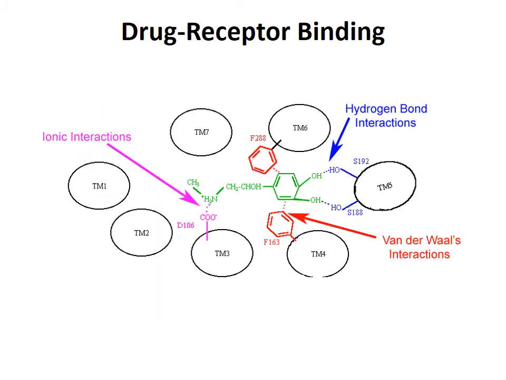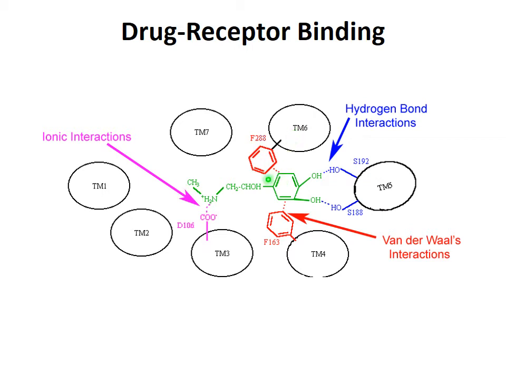So this is a kind of an older image, but I think it helps to illustrate the point with respect to the different types of bonds. So these circles with TM are just the transmembrane regions of one of those 7 transmembrane spanning G protein coupled receptors that we talked about. So these are just pieces of the receptor, but this is like a top-down view, like an overhead view. If you were looking down on the outside of the cell, looking in, this would be one receptor on the plasma membrane, and we kind of cut it in half.